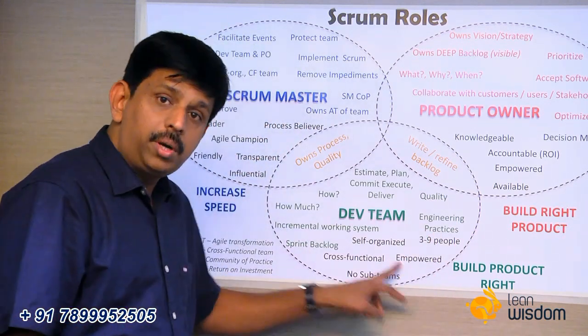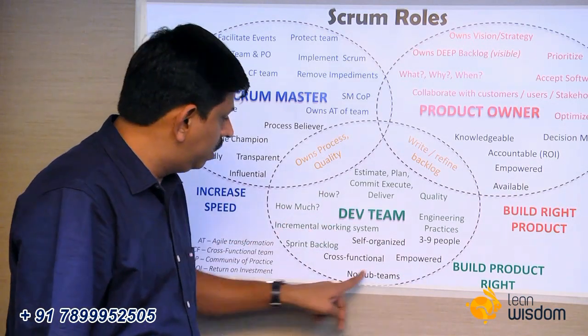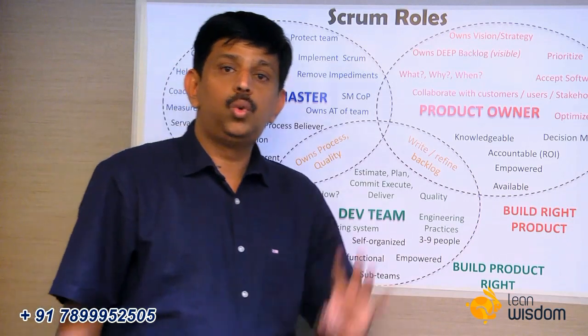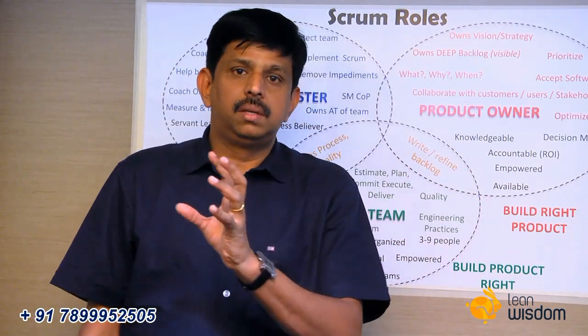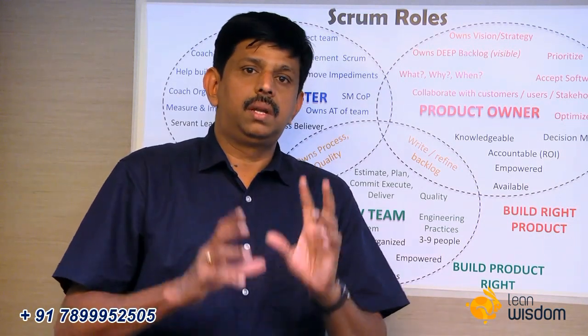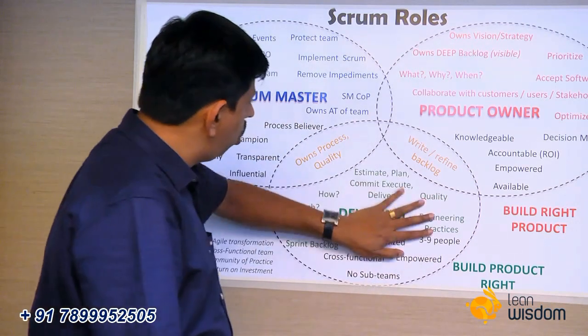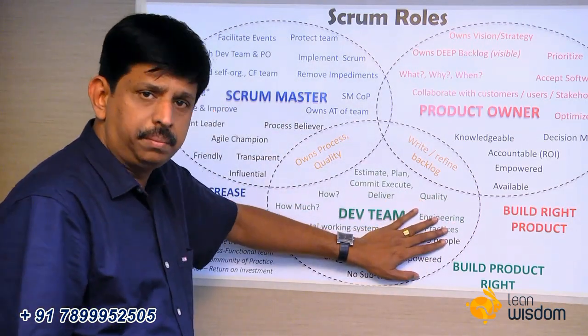The team is also important in taking decisions on how and how much. And there are no sub-teams like a UI team, a backend team, a testing team. This is a team, a bunch of people, who work together and release potentially shippable software at the end of every sprint. That's all about the development team.